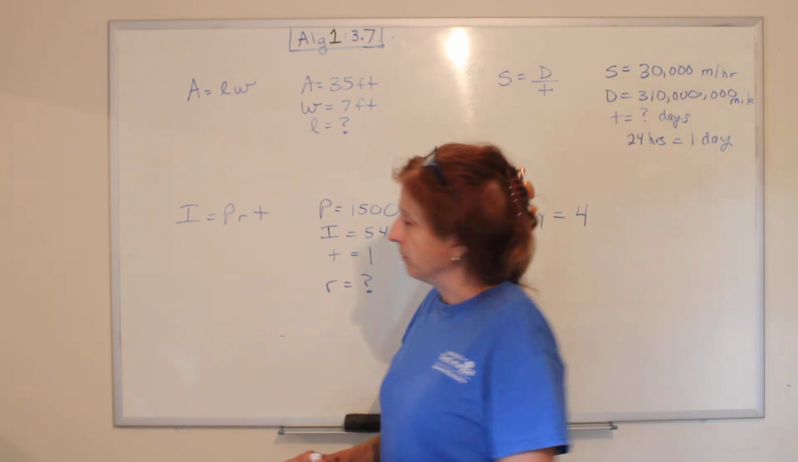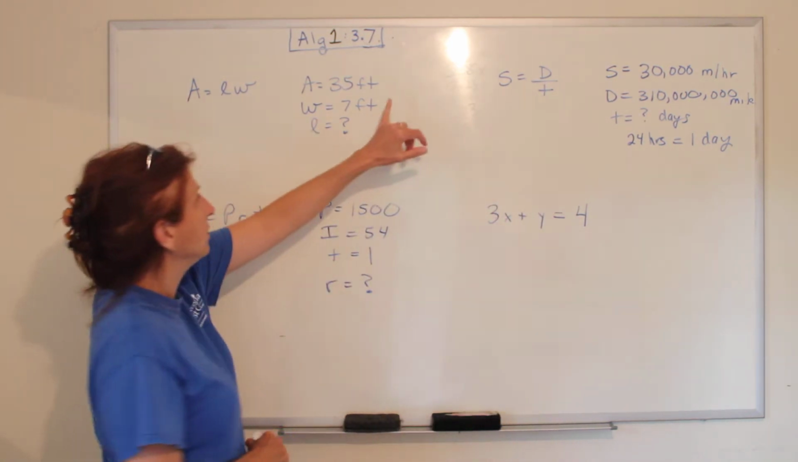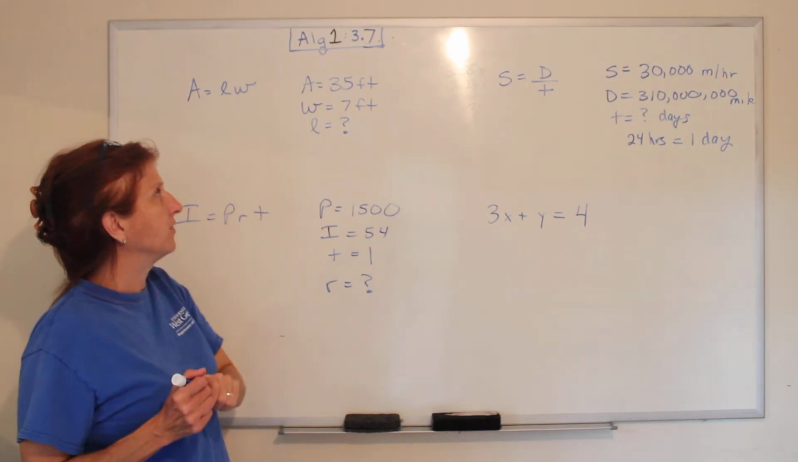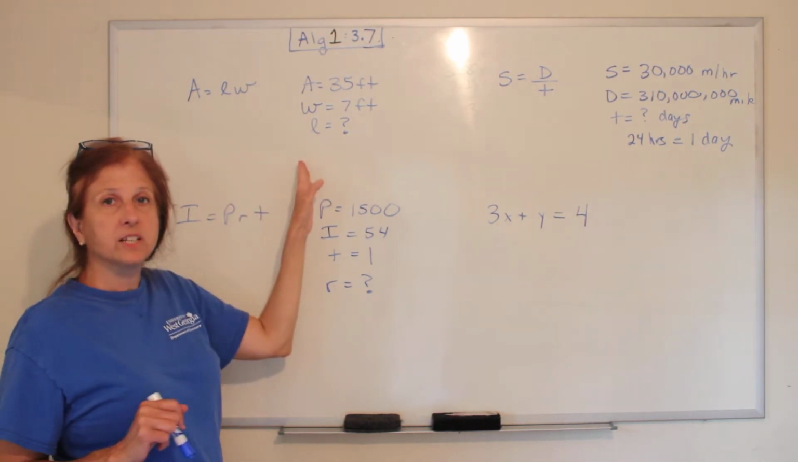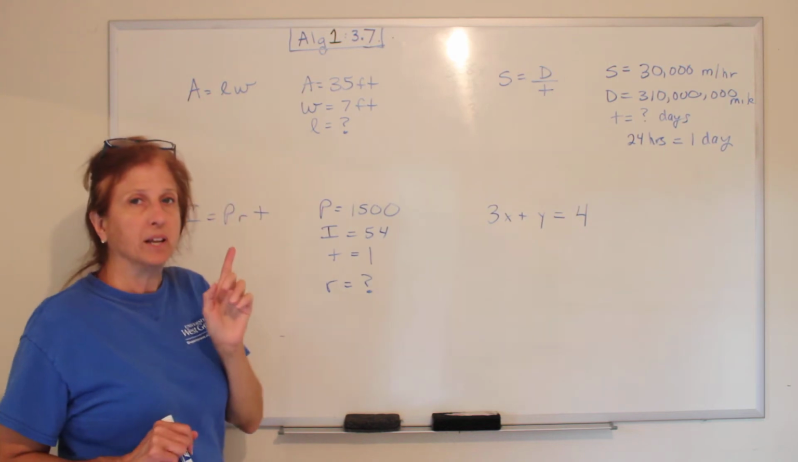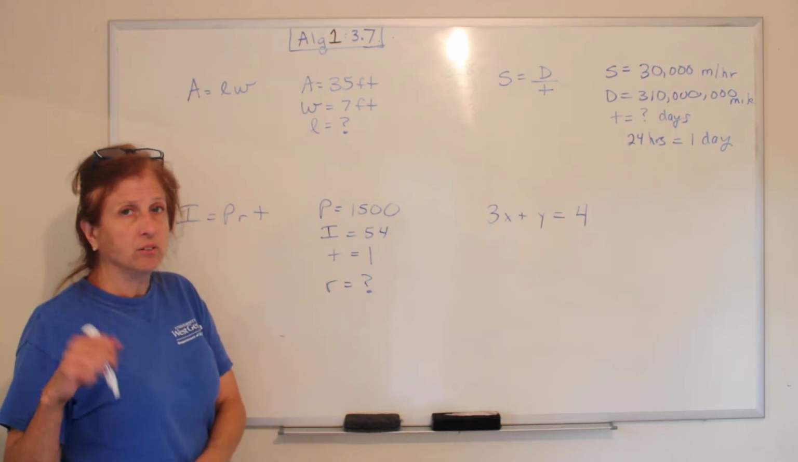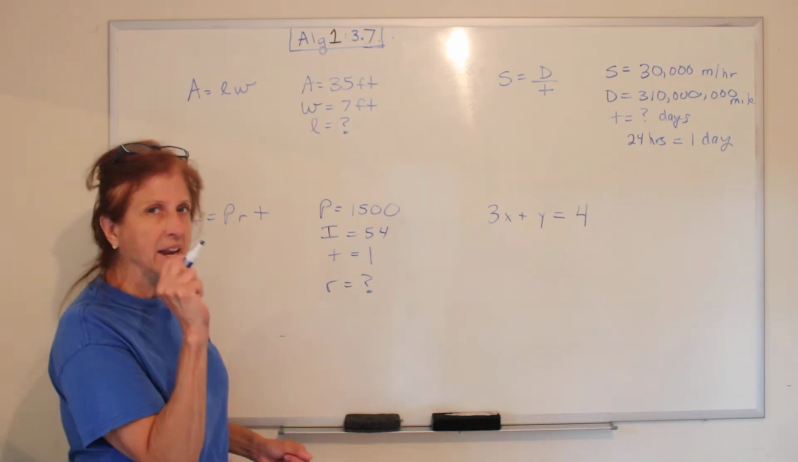So let's do it here. We have a rectangle whose area is 35 feet, its width is 7 feet. What is the length? We list our knowns and unknowns, we write our formula, we sing the song Substitute. It's by The Who, it's real old. I'm sure I nailed it.